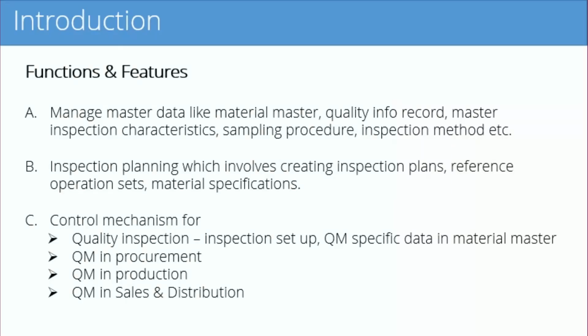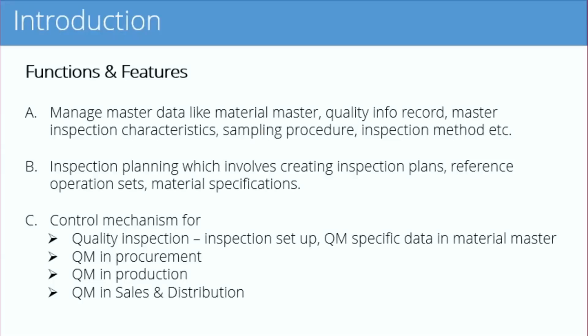Next up, let's look at some of the functions and features. Quality planning helps us to manage master data like material master, quality info record, master inspection characteristics, sampling procedure, inspection method, etc. A sub-part of quality planning looks at inspection planning, which involves creating inspection plans, reference operation sets, material specifications.